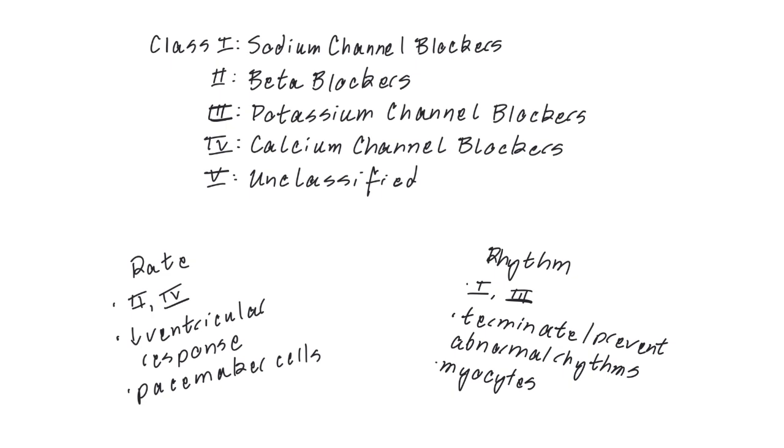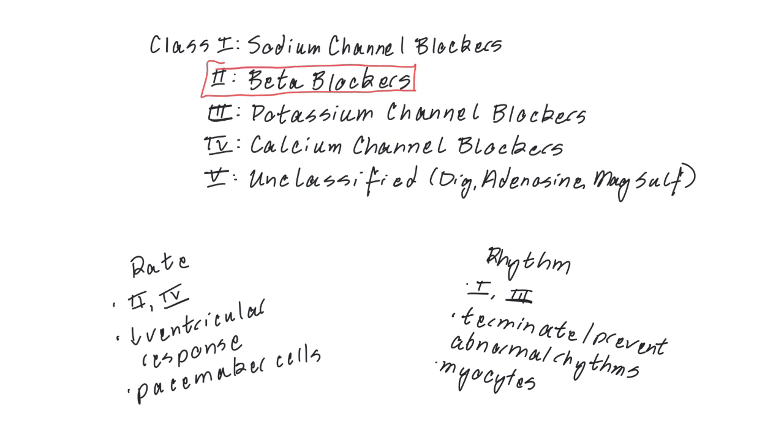The 5th class, unclassified, are medications like digoxin, adenosine, and magnesium sulfate, which nurses and doctors call mag sulf. Those can be slotted into different categories, so I'll have a separate video about those. But in this video, we are talking about beta blockers as anti-dysrhythmics.